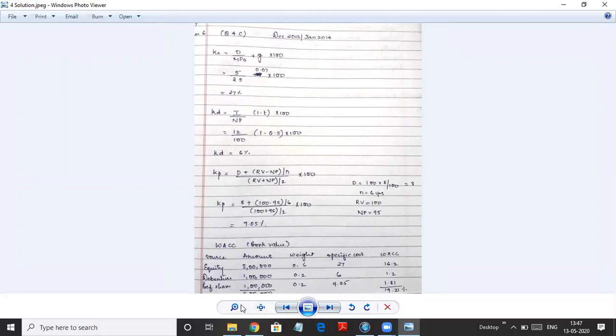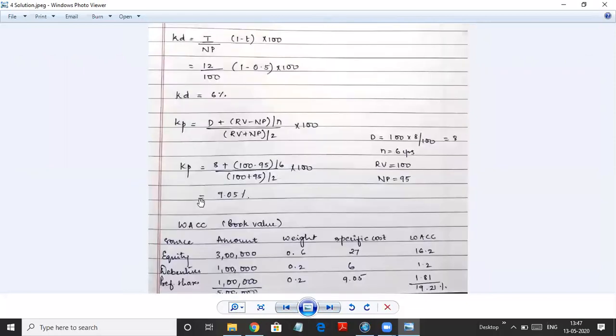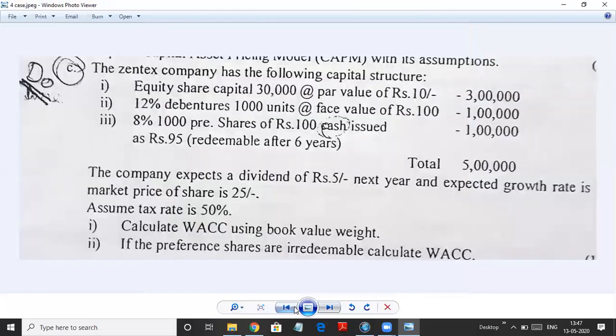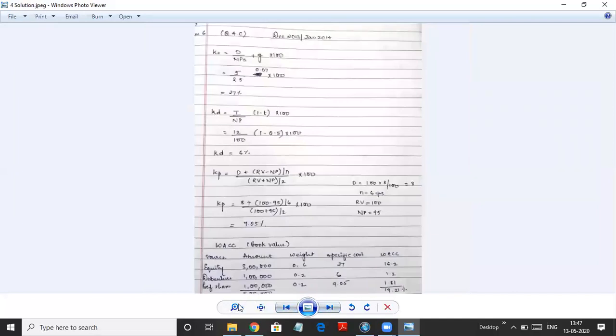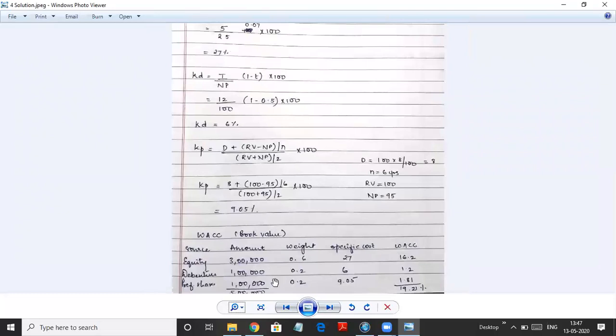So we can find the WACC now. We have the values of debt and equity. Equity 3 lakh, debt 1 lakh, and preference shares 1 lakh, total 5 lakh. This is given in the question. If you see here, 3, 1, and 1, total 5 lakh. So we use the same. So we will find the weightage now. 3 lakh divided by 5 lakh is 0.6, 1 lakh divided by 5 lakh is 0.2, and 0.2. Specific cost we have found: 27%, 6%, and 9.05%. So if you multiply the weightage with the cost, you get 16.2%, 1.2, and 1.81, total 19.21%. This is the answer for the first question.